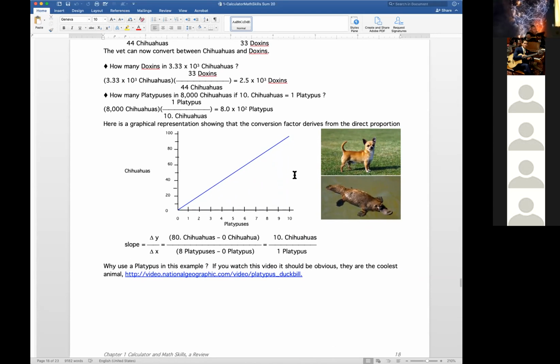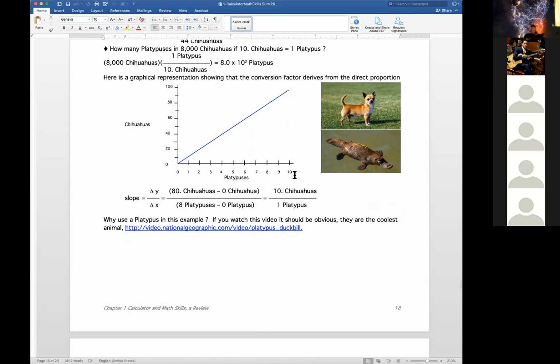Here's another one. How many platypuses in 8,000 Chihuahuas, if 10 Chihuahuas equals 1 platypus? I've got that many Chihuahuas. I've got to get rid of Chihuahuas and keep platypus. So the 10 is associated with the Chihuahuas, the 1 with the platypus. So there's my answer.